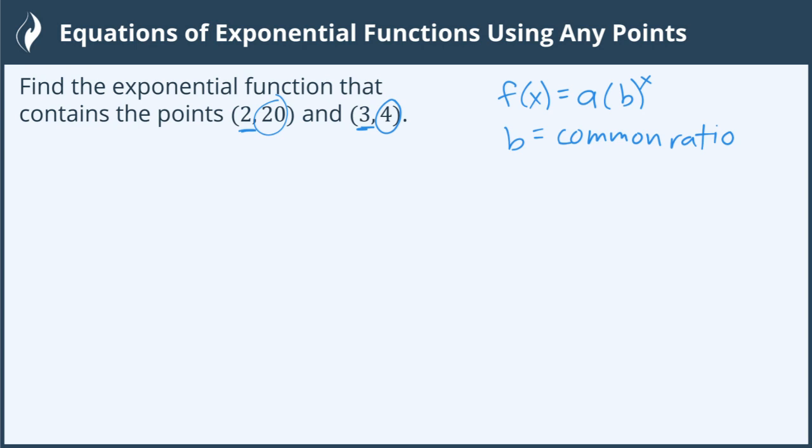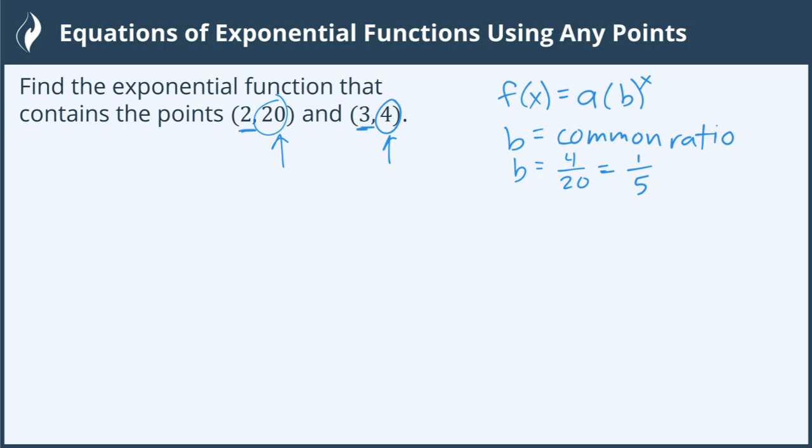One thing to notice is that as we go from 2 to 3, we're getting smaller instead of larger. So that means our common ratio is going to be smaller than 1. So we're going to compare this number to this number. So b is going to be 4 over 20, which we can simplify down to 1/5. So b is 1/5.